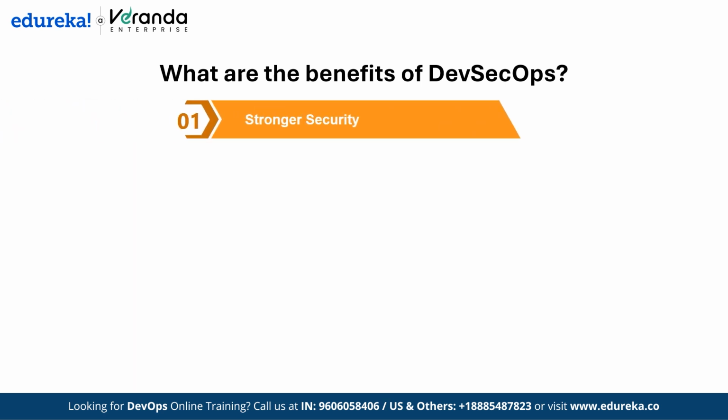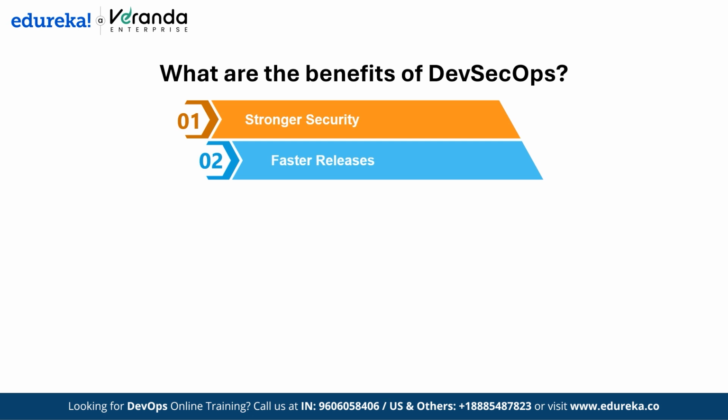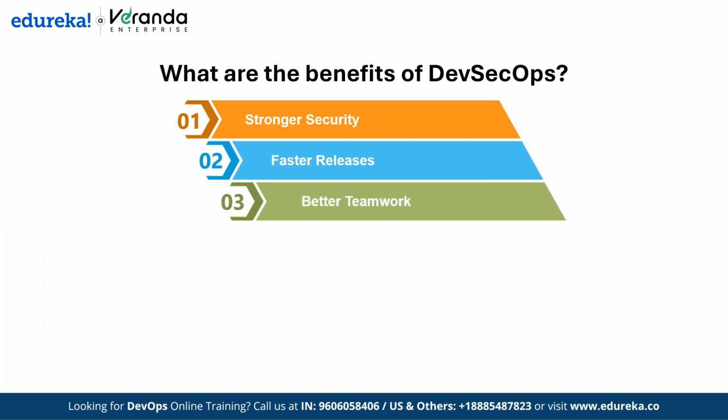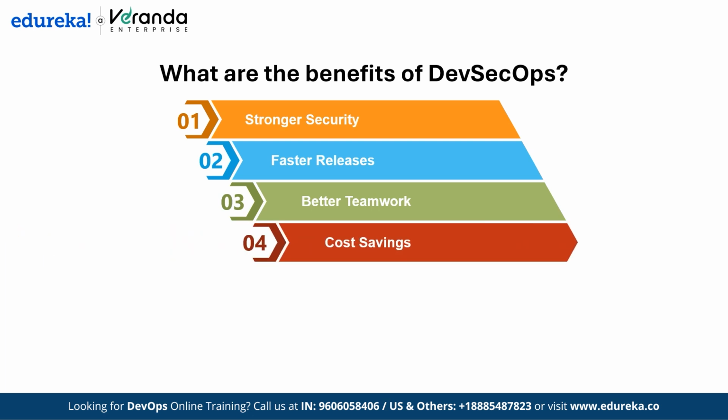First is the stronger security. Security is built in from the start, keeping threats at bay early on. Then is the faster releases. Automation speeds up testing and deployment, so you can get features out quicker. Next is better teamwork. Dev, security and ops teams collaborate seamlessly, working as one. Cost savings. Fixing issues early reduces expensive rework and risks down the line.